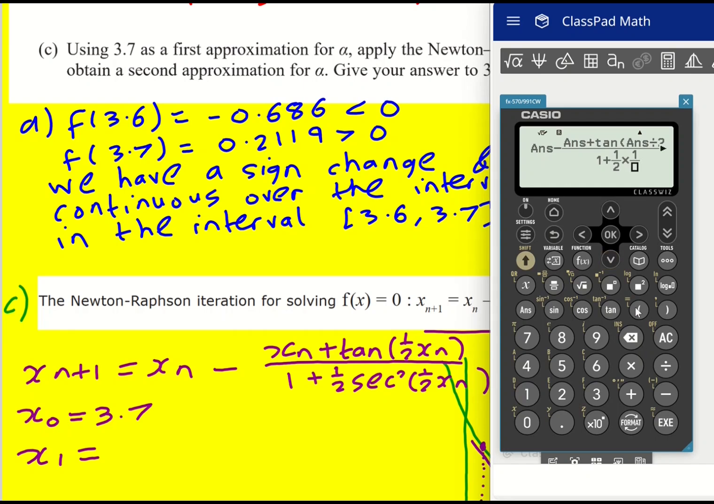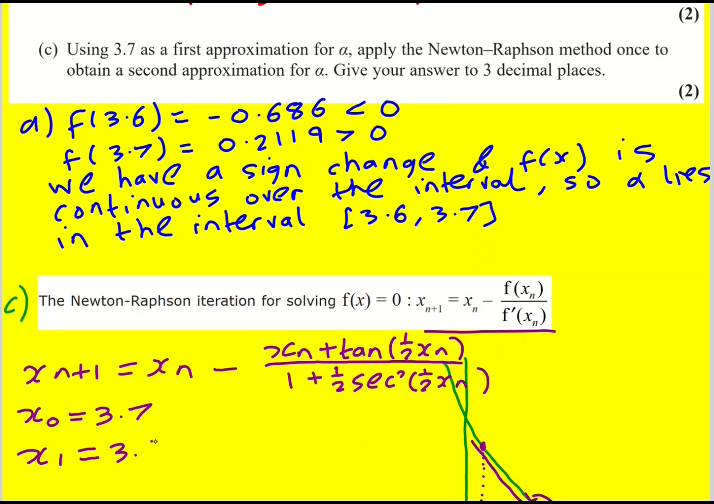And then to do cos squared, I think it's best to put brackets in. Cos, and then it'll be answer over 2 again. And then I'm going to close that bracket. I probably could have got away with not putting that bracket in, but I think it's good to. And then I'm going to square it. Okay, that there will give me a half sec squared a half x n. Press equals.